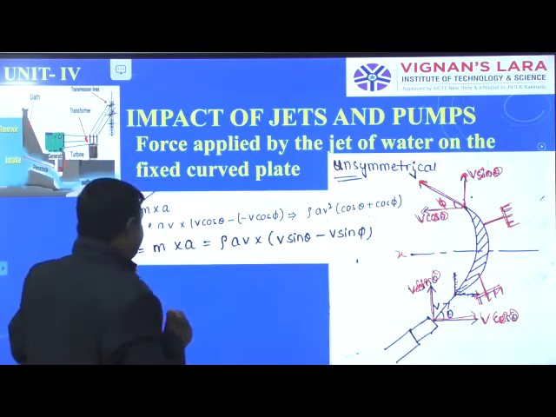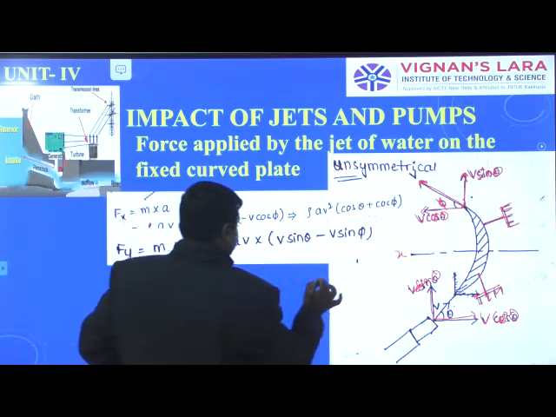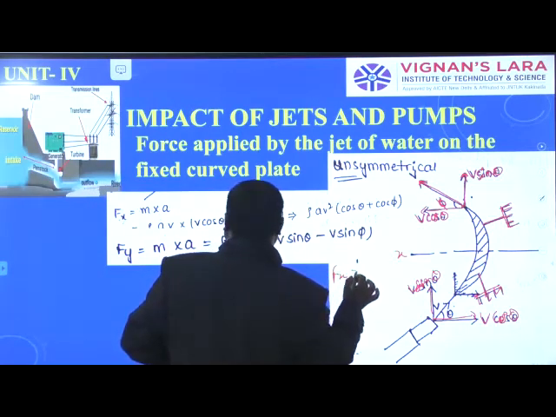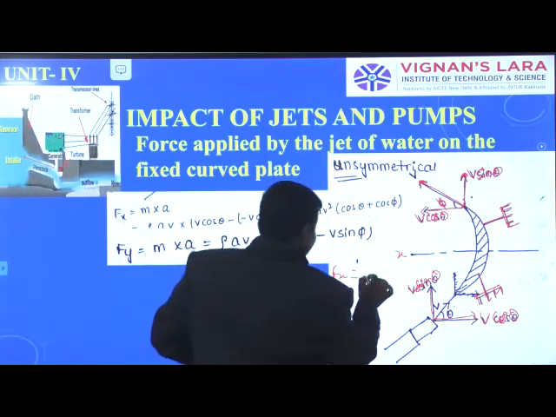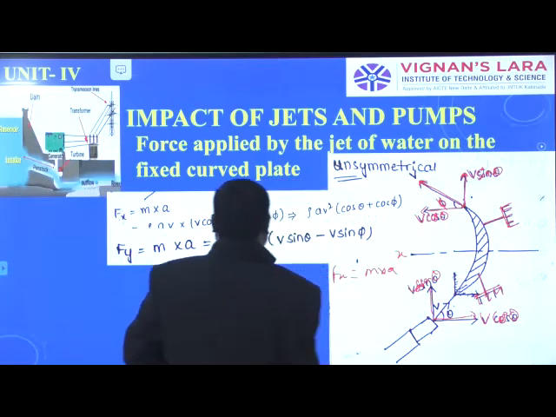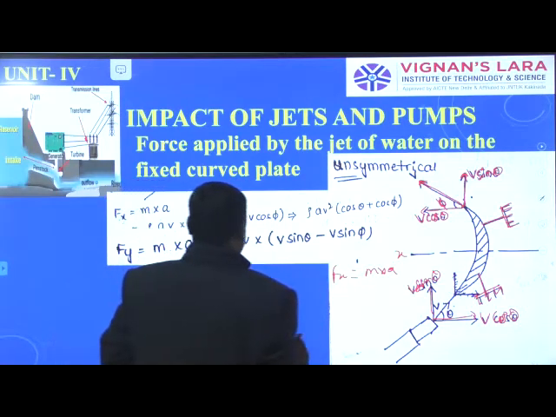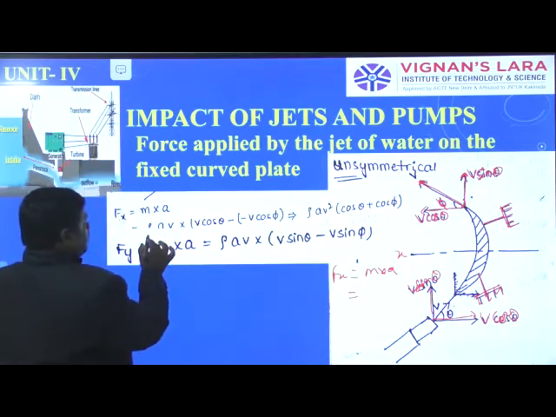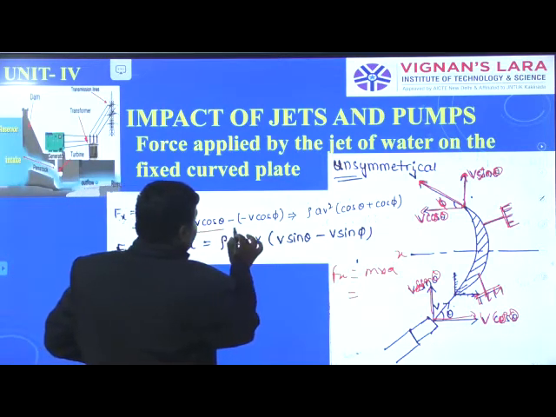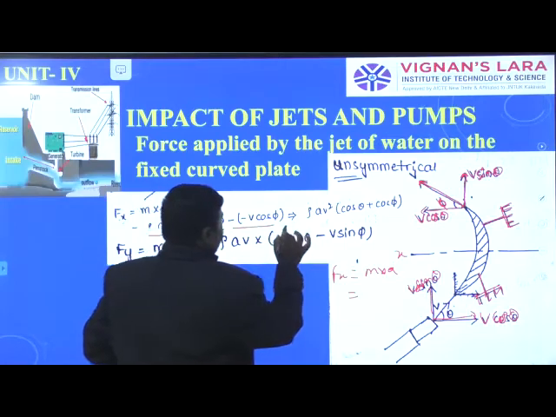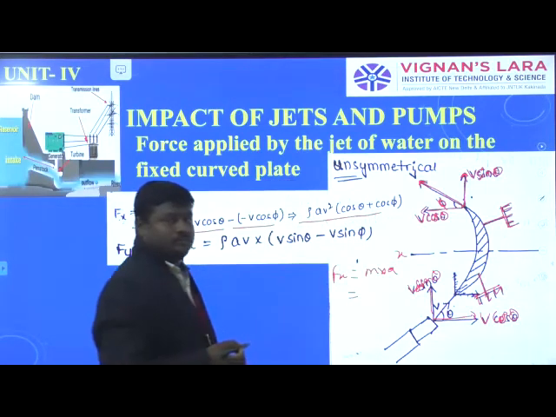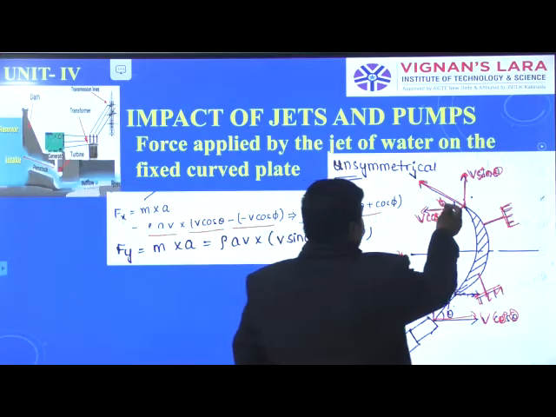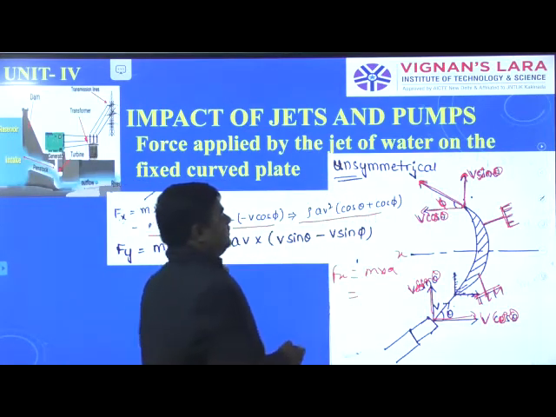Then finally, Fx equals mass into acceleration. The mass is rho a v, so we get rho a v into v cos theta minus minus v cos phi. Then finally we get rho a v square, cos theta plus cos phi. Here we are taking the pi value, that's why here pi.